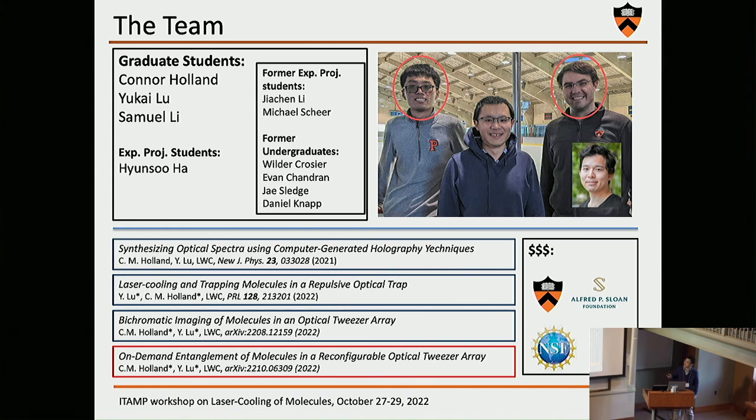So with that, I come to the acknowledgement slide. Again, the people did the work. I want to acknowledge the funding sources. And I also want to advertise that along the way, we have also looked at various new ways of controlling and detecting molecules, some of which tackle some of the problems that we mentioned today.